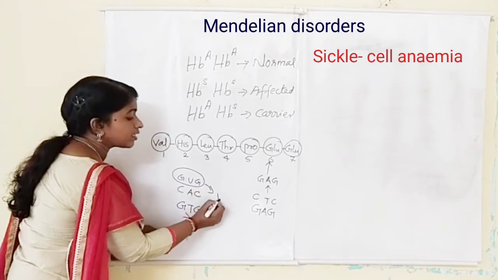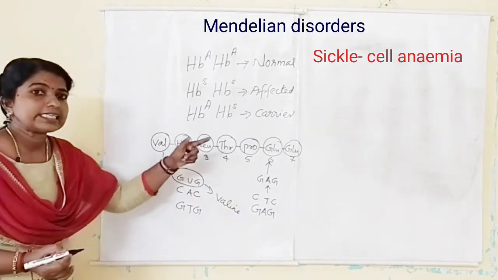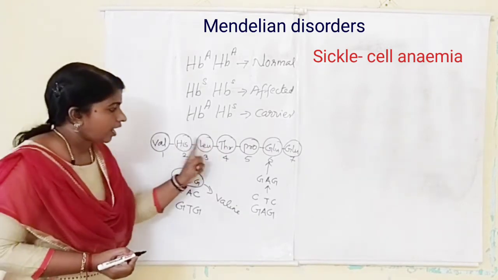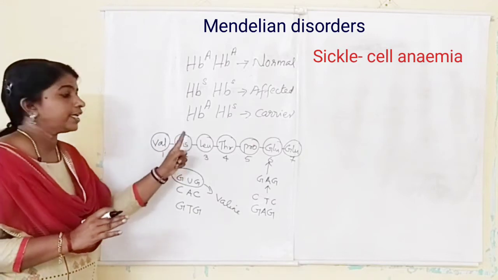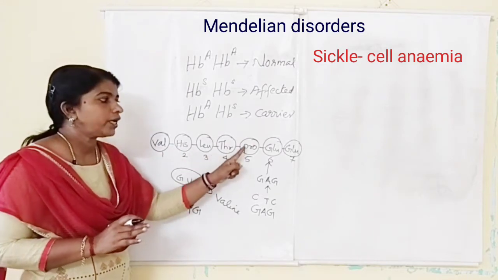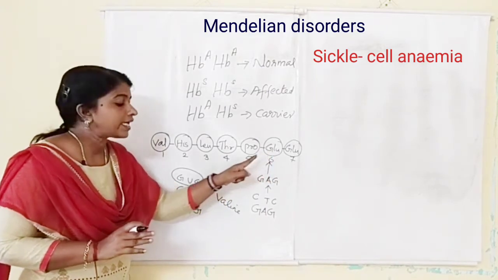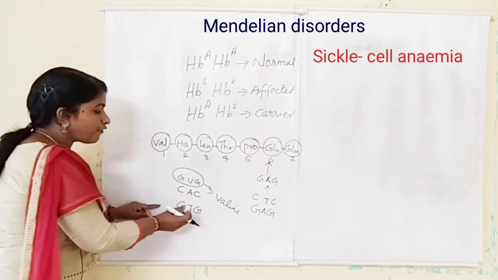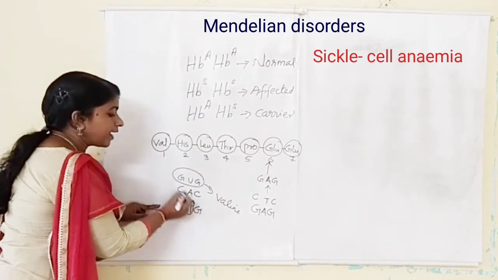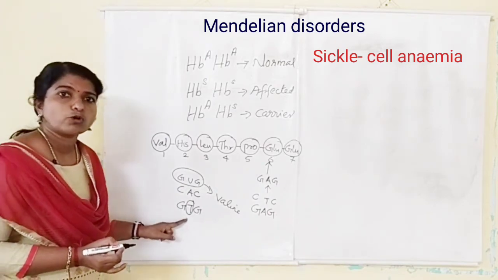This GUG, this genetic code, determines another amino acid, not glutamic acid. It synthesizes valine. So in sickle cell anemia, up to the 5th position it is okay. It is the same: valine, histidine, leucine, threonine, proline. But in the 6th position, instead of glutamic acid, valine is substituted. It is because of a single base. So it is an example of point mutation also.